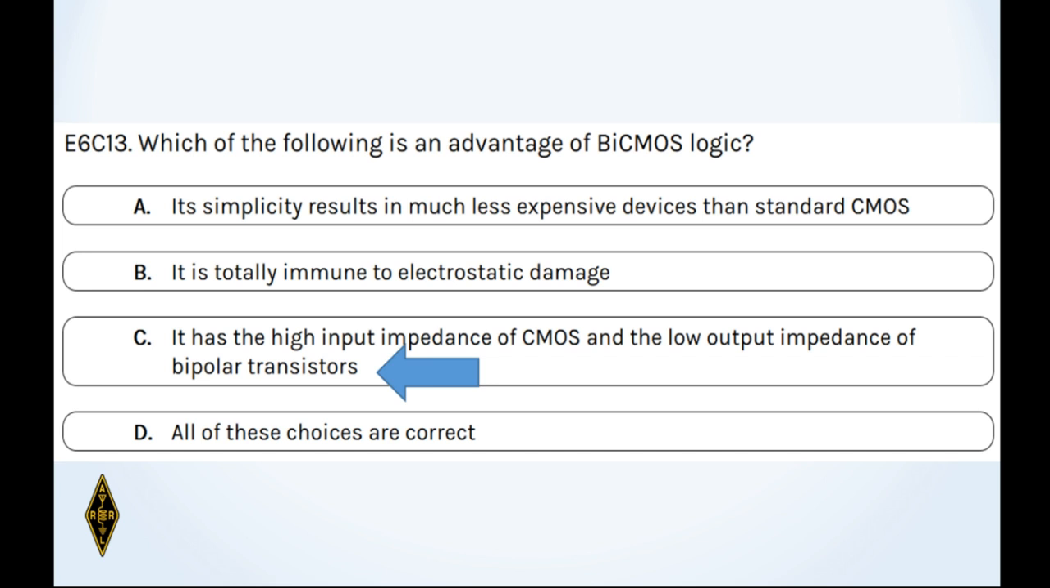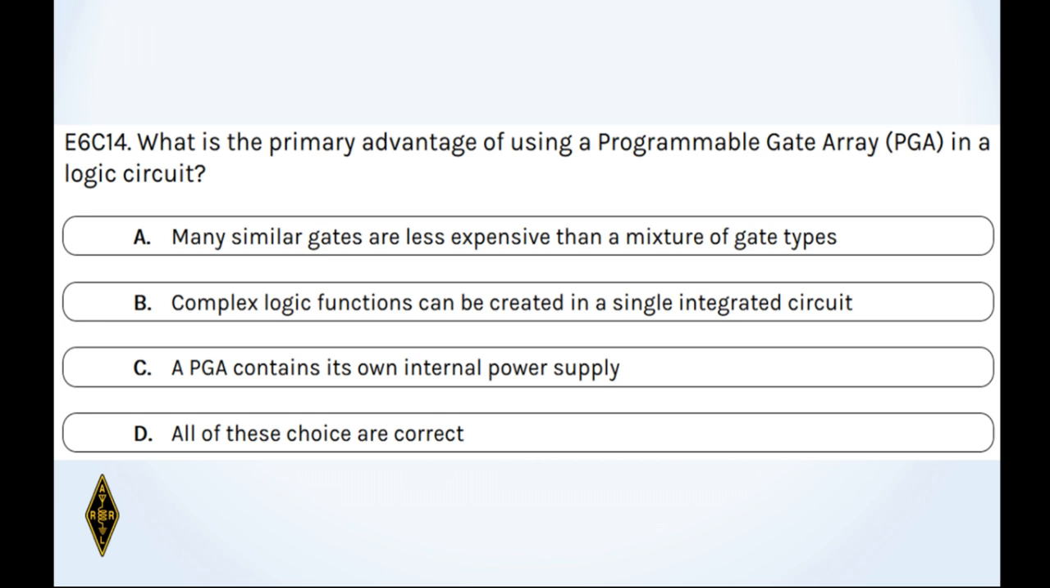And what is the primary advantage of using a PGA in a logic circuit? Remember I said before you might have a board with maybe 50 TTL gates where you could do it maybe all in one chip using a programmable gate array.